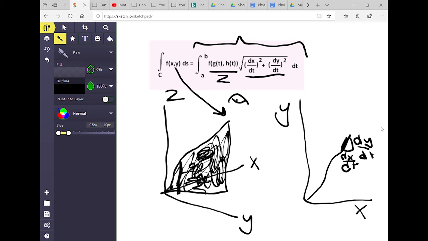Now, if you're wondering why it's with respect to t, that's just so that it's one integral. So you have g of t is the x with respect to t, and h of t is the y with respect to t. And you can also tell it's dx with respect to t. So as t moves up 1, how much will x increase by?